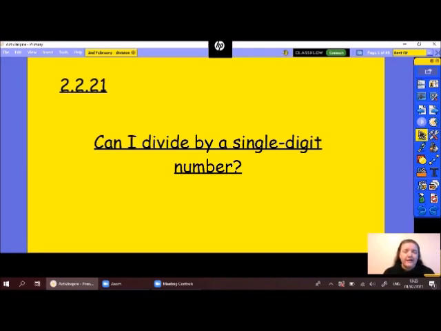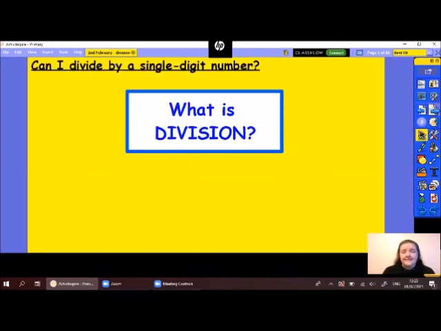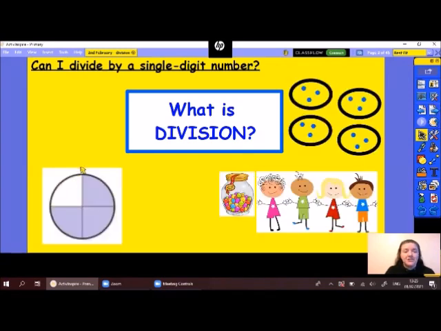But before we start, let's think about the basics. What is division? What are we doing if we're dividing? Well, what we're doing is splitting things up equally. And that could be a shape. So this circle here has been split into equal parts. It might be sharing sweets between friends. So sharing things out equally.